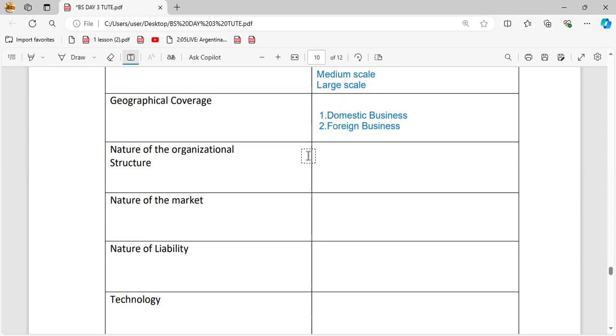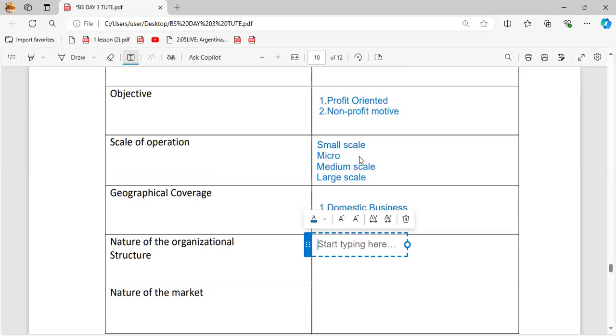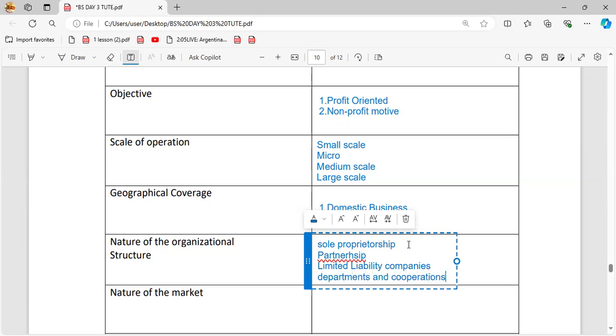Did you all understand? What is the nature of the organizational structure? We are going to learn that also. There is a business called sole proprietorship. You all have done this in O levels, but there is a business lesson also, which is lesson number 4, where we are learning business organizations separately. Now just understand. Sole proprietorship means one person is doing it. Partnership means two persons are doing that business. There are limited liability companies. We are learning what is limited liability and what is unlimited liability. Then there are some departments and corporations. We will learn what a department is and what a corporation is. Departments and corporations mean government businesses. So now only the understanding part, and later we will learn this in detail.